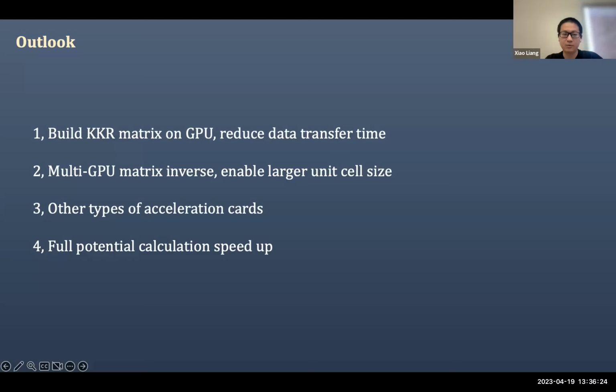Although all our tests are performed on NVIDIA GPUs, other vendors also deliver similar products that are promising to deliver competitive performance. Thus, in the near future, we will test our code on other acceleration cards. And until now, all our calculations were performed under the muffin-tin approximation. The acceleration of full potential calculations is one of our future directions.